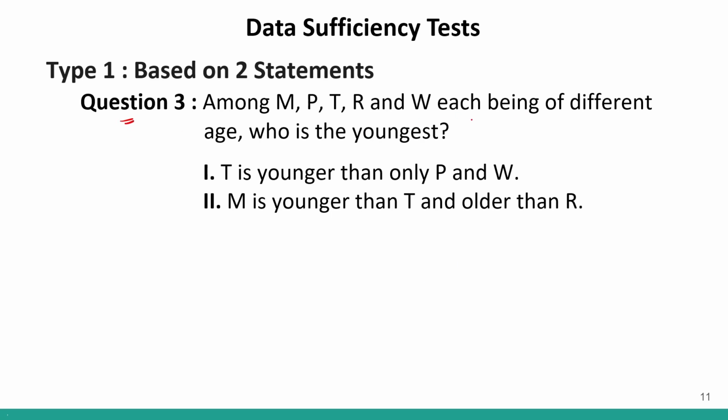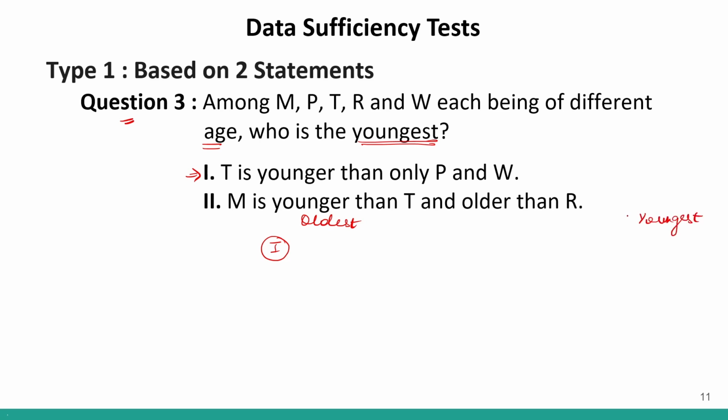Now, coming to question number 3. Question number 3, we are given 5 people, M, P, T, R and W, and each of them has a different age. We have to find who is the youngest. So, I am taking statement 1. This is the oldest, and over here I am taking the youngest.